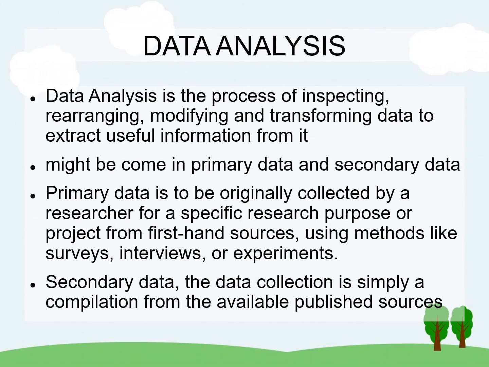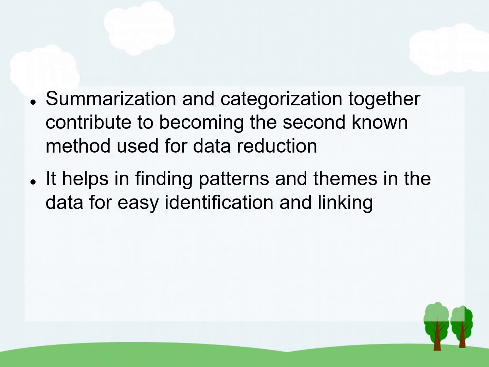In data analysis, data is modified and transformed to extract useful information from it. It might come as primary data and secondary data. Primary data is originally collected by a researcher for a specific research purpose or project from first-hand sources using methods like survey, interview, and experiment. Secondary data collection is simply a compilation from available published sources. Next, summarization and categorization together contribute to becoming the second known method used for data reduction. It also can help in finding patterns and themes in the data for easy identification and linking.